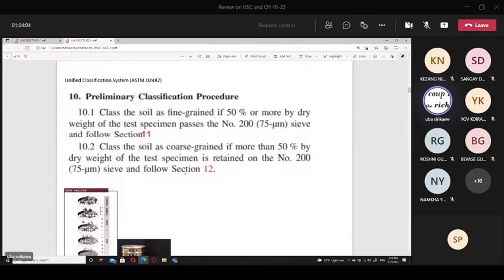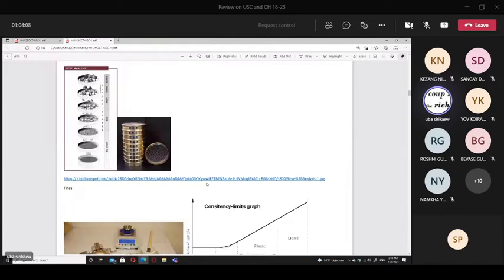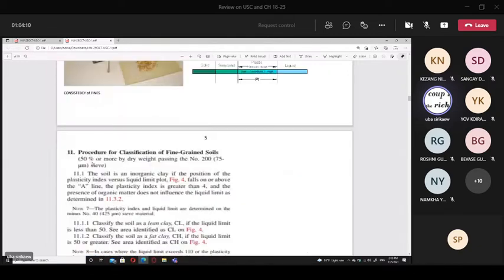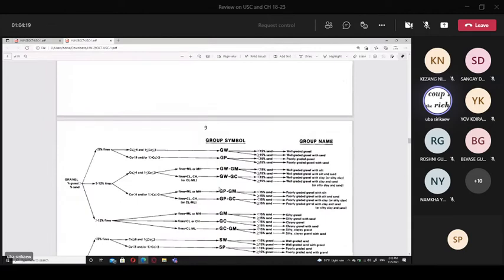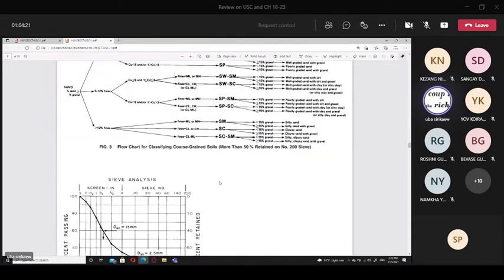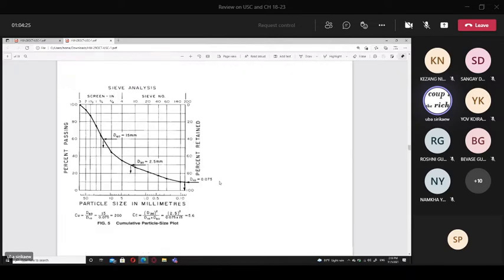Okay, this is section 11. In section 11, you use only this part. And in section 12, you have to use this part. Just tell me what your soil classification is. Okay, we will meet again at about 2:45. Any questions?